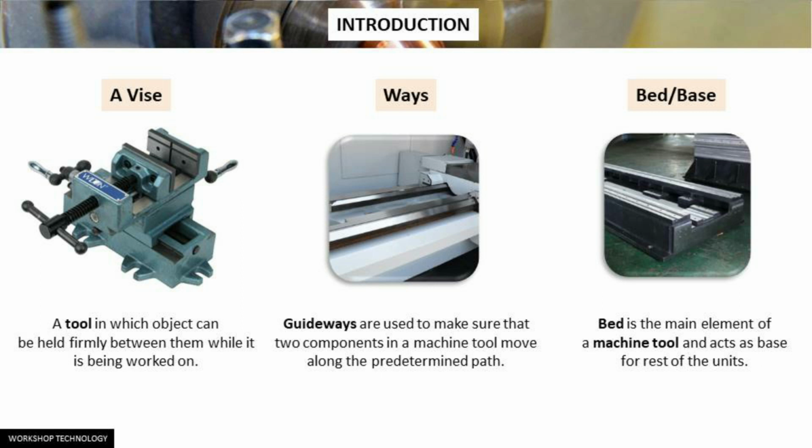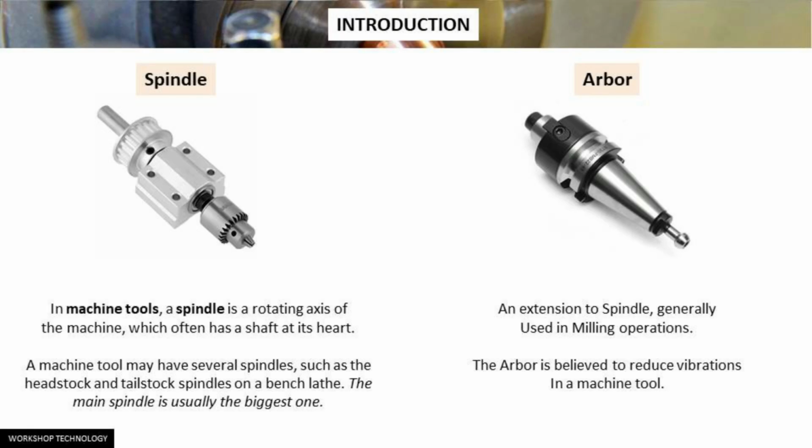Then we have ways, or basically guide ways. Guide ways are used to make sure that two components in a machine tool move along a predetermined path. Next is the bed or the base. The most important component of a machine tool, if you say, would be the base, because it's the foundation. It is the main element of a machine tool, and it acts as the base for the rest of the units. And then we have a spindle.